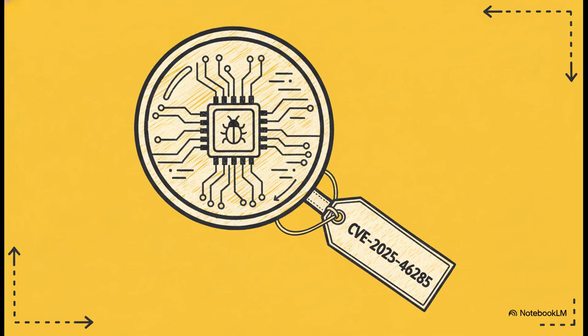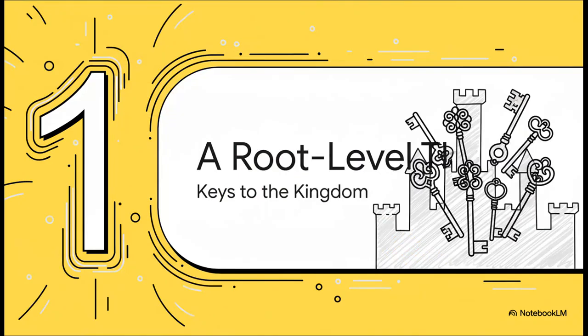And this exact thing happened with a vulnerability tracked as CVE-2025-46285. It was found lurking deep inside Apple's XNU kernel, the very core of iOS and macOS. So yeah, let's dive in and break down exactly how this thing works, from the code itself to the massive impact it had.